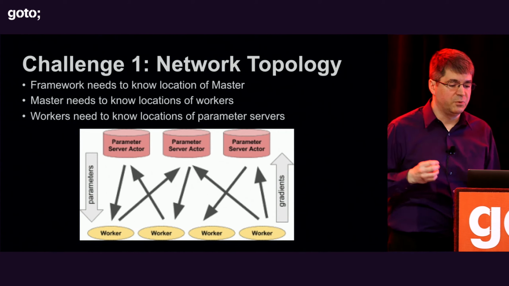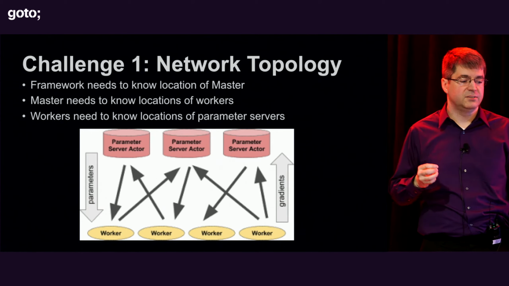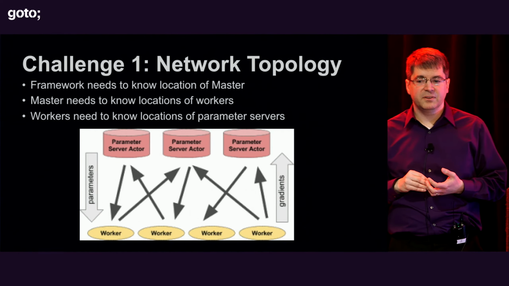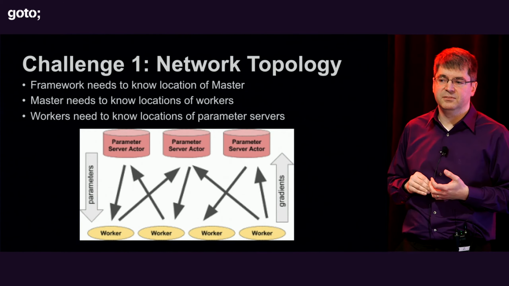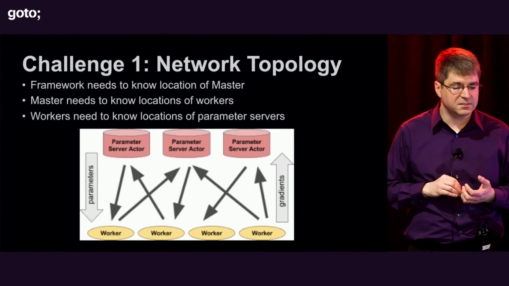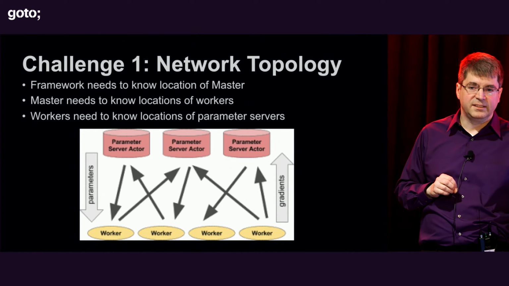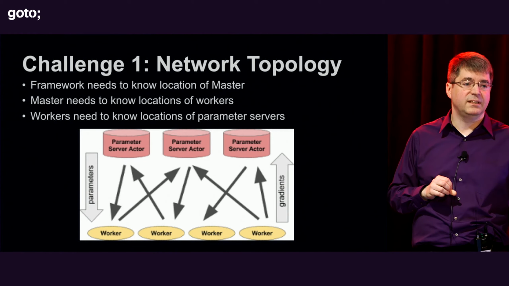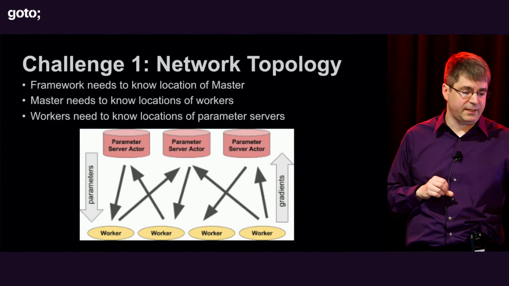What are the challenges with just using Kubernetes raw to do machine learning? Well, to begin with, for most kinds of distributed machine learning tasks, network topology is extremely important, and it has to be conveyed to the parts of your machine learning.